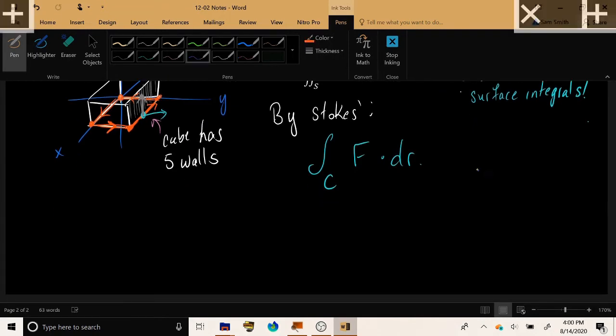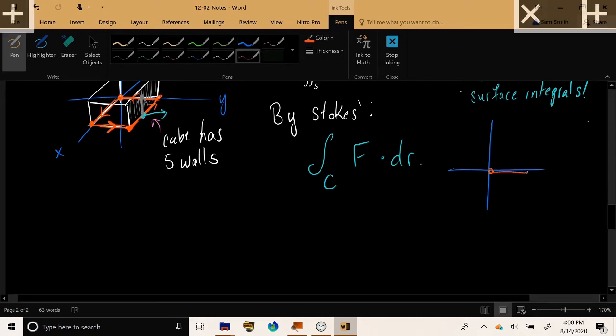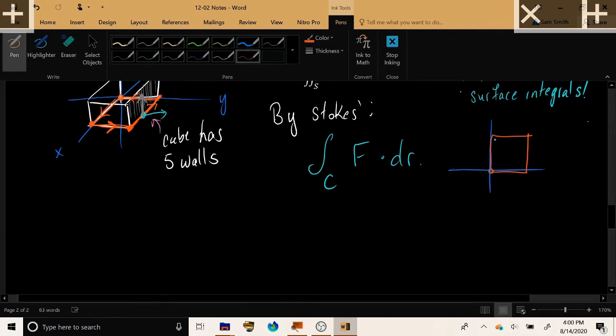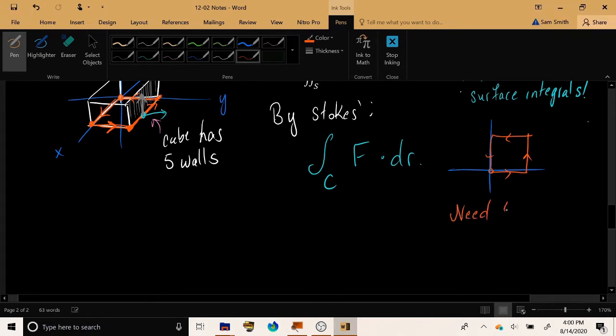But let's think about this line integral, shall we? Since the boundary of this cube is a square, to calculate the line integral on this 4-sided square, that's going to require 4 line integrals.